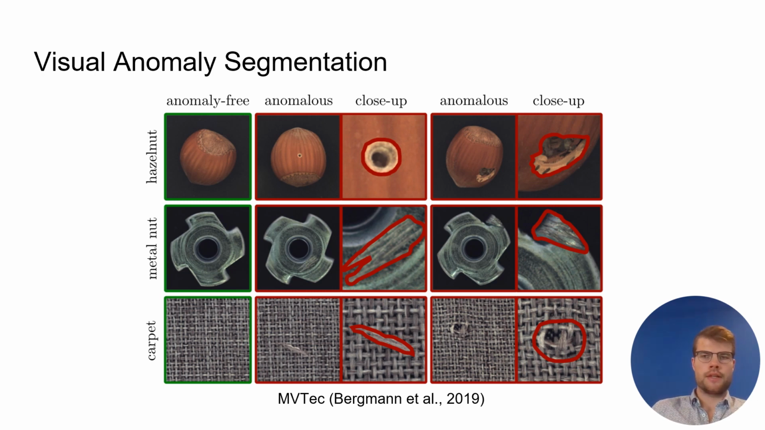Industrial production lines are not perfect. Defective products need to be detected, and computer vision algorithms automate industrial quality control. And ideally, defective regions are segmented with pixel-level precision. This is the task of visual anomaly segmentation.